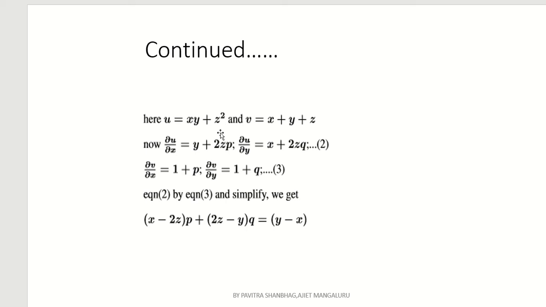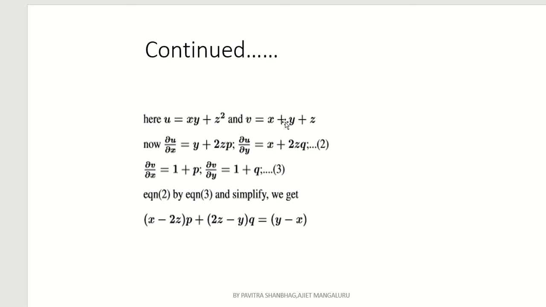plus 2z into ∂z/∂x, that is p. So ∂u/∂x is y plus 2zp. Similarly, if you differentiate the same partially with respect to y, what will you get? ∂u/∂y, that is with respect to y, x constant, x as it is, plus 2z into ∂z/∂y, that is q.